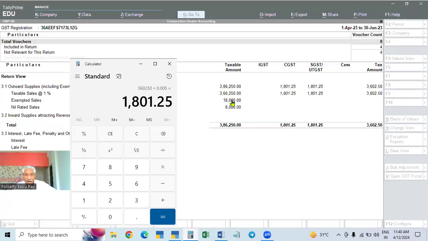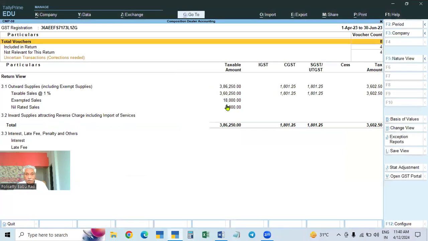See, 1,801.25 CGST and SGST. Okay. And in the case of exempted goods, 18,000, 1 bill. And nil rated sales, 80,000. We have to show all the sales in total, but there will be no tax. Only for taxable goods there will be tax. For these two, there will be no tax.